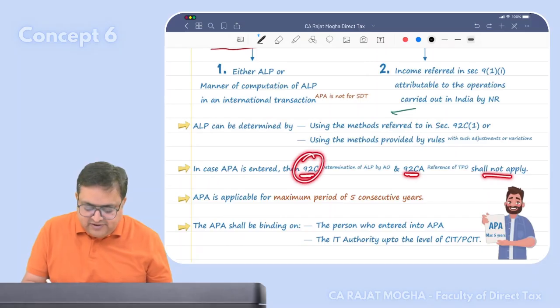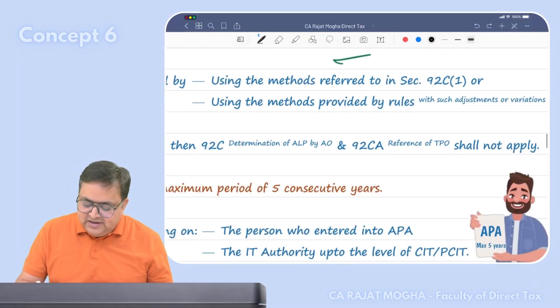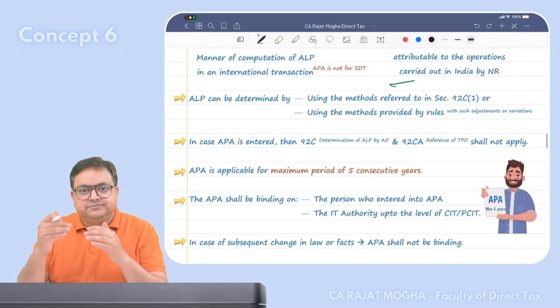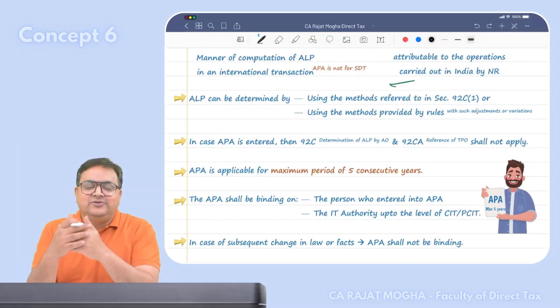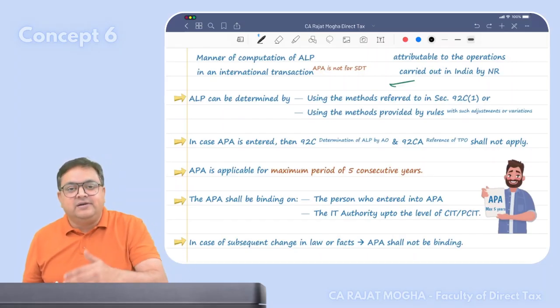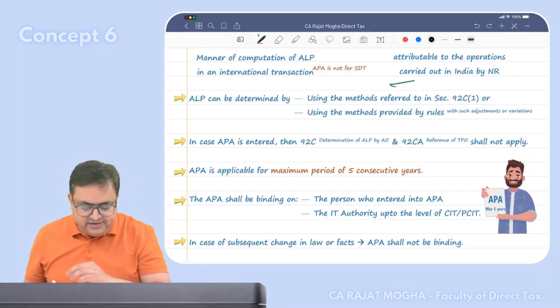What is 92C? I have written it over here. That is determination of ALP by the AO. What is 92CA? The TPO. Those are not that big offices, whereas your APA ALP is determined by the higher authorities. So obviously they can't deny it.